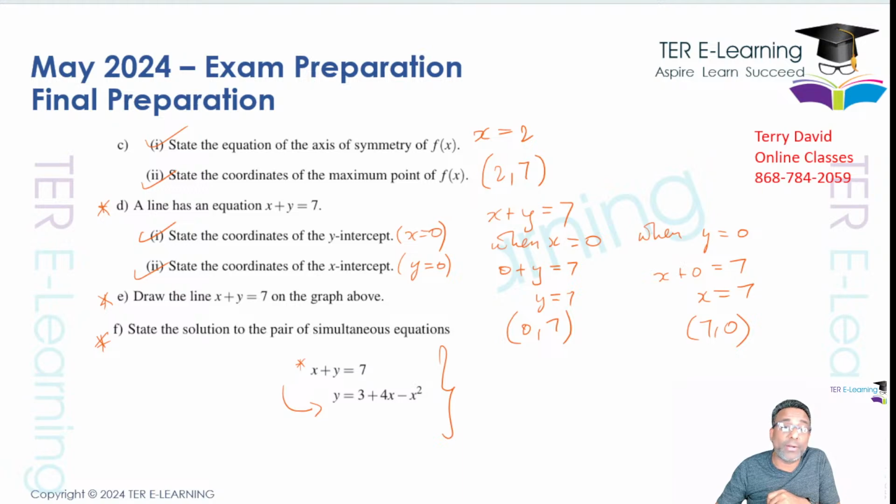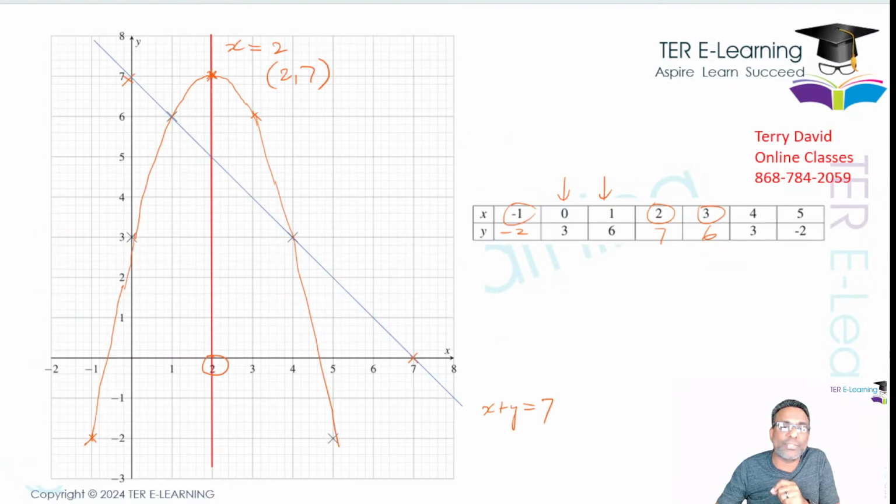So when you come here now, you're trying to figure out where does the straight line cut the curve, right? So it's cutting at this point here and it's cutting at this point here. The coordinates for this point here is (1, 6). Right? And the coordinates for this one here is (4, 3), right? So those are the 2 points.